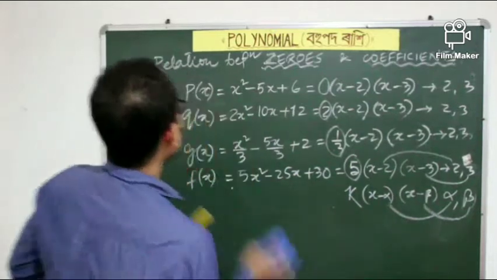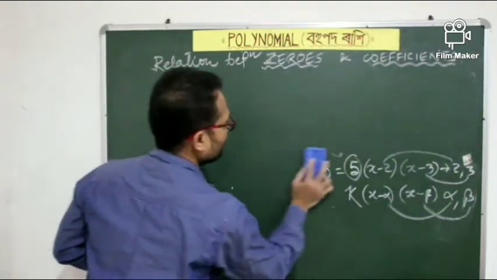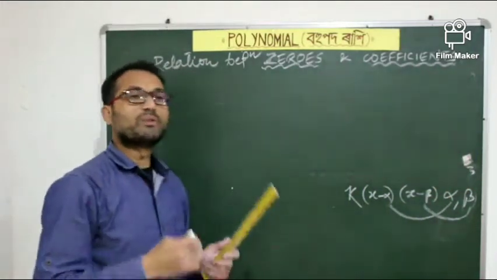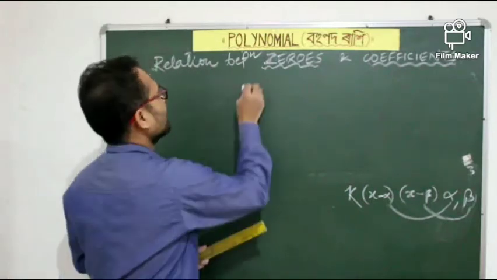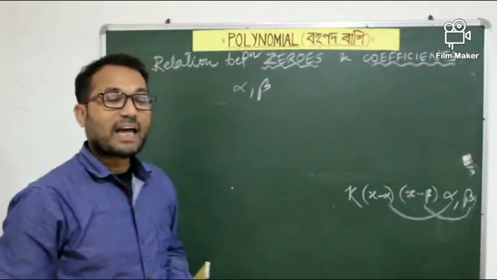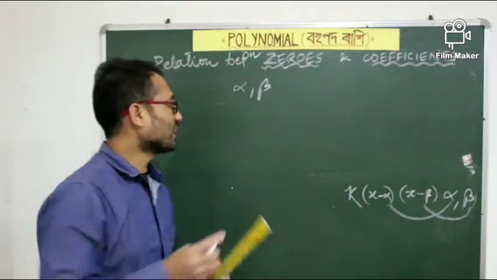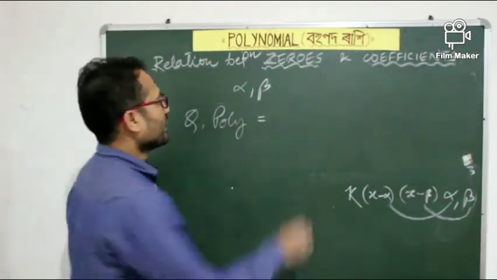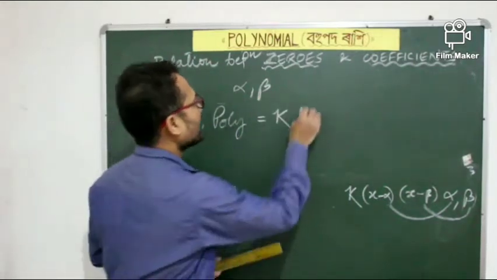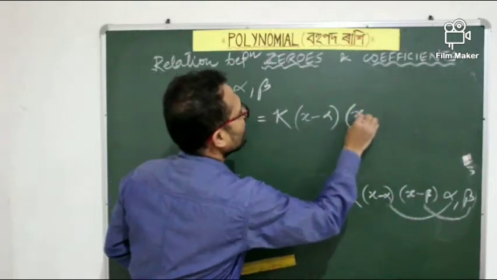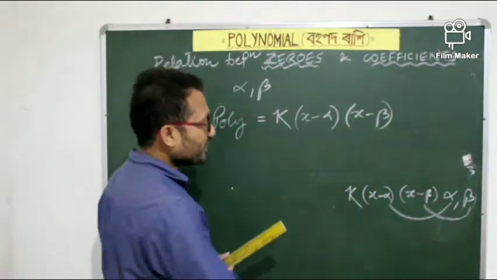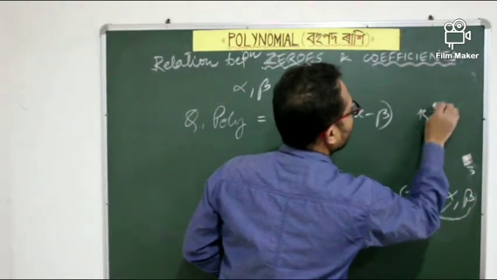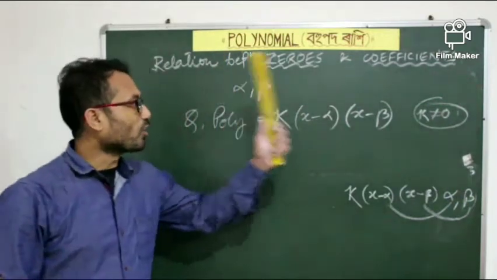From this discussion we came to a conclusion that if you are given two zeros, say alpha and beta, and you are to form a quadratic polynomial, that quadratic polynomial will be k times (x minus alpha) the whole into (x minus beta). You need to write here that k is not equal to 0, and k is a non-zero real number.